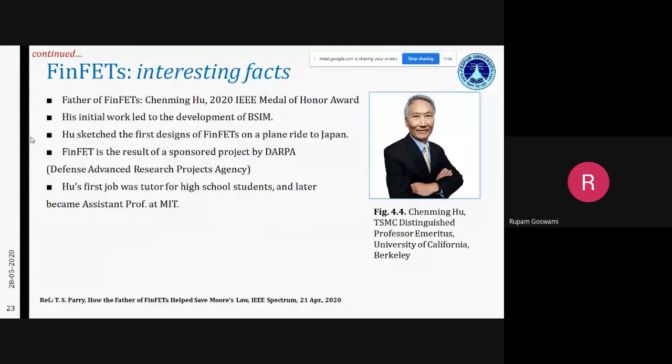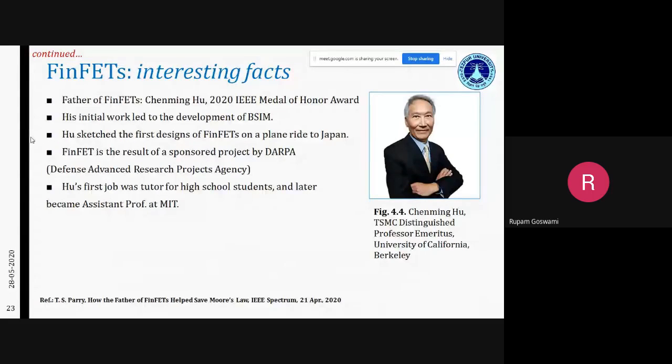So DARPA called it the 25 nanometer switch because they wanted to go far below the actual limit which they were facing. And Chen-Ming Hu was the first one who took up this project because he liked the term 25 nanometer switch. And then he went on to develop what you find today in your mobile phones and different processors, the FinFETs. And this is just an add-on for Chen-Ming Hu.